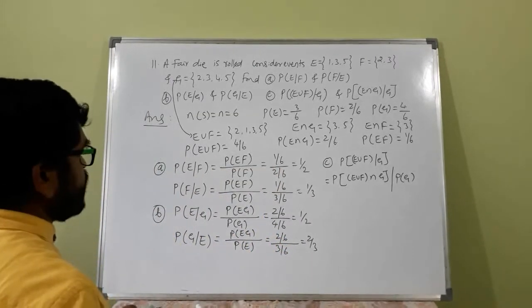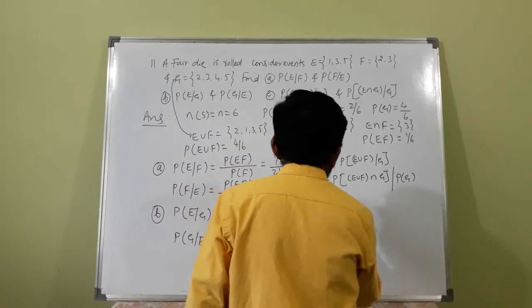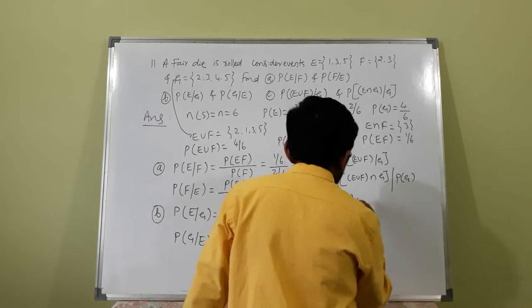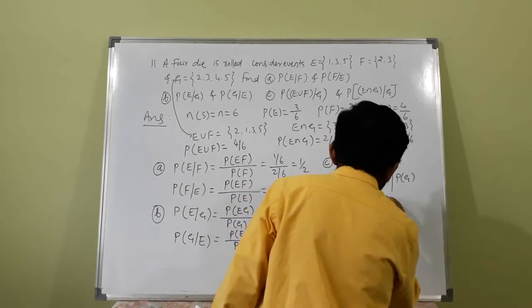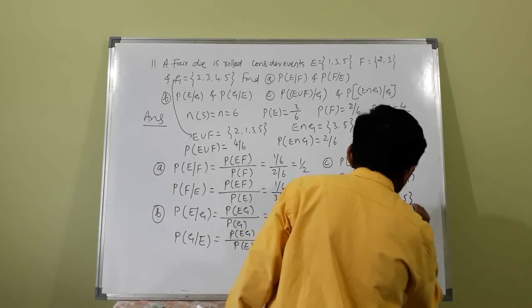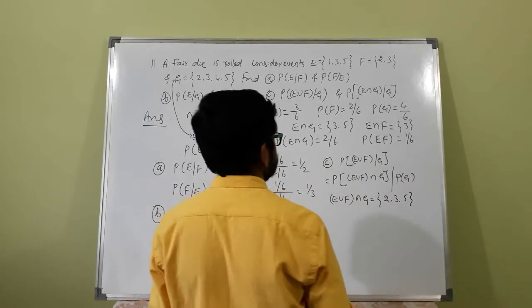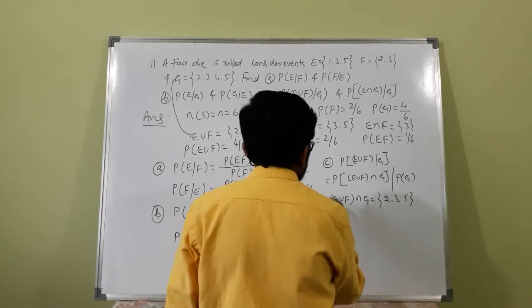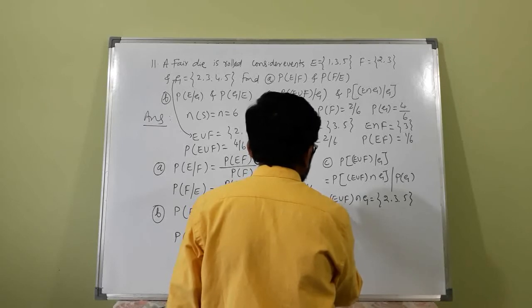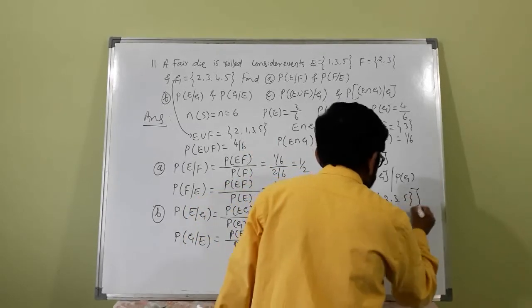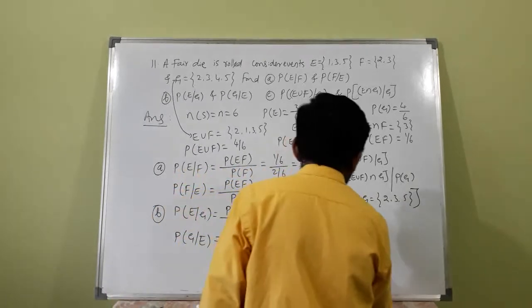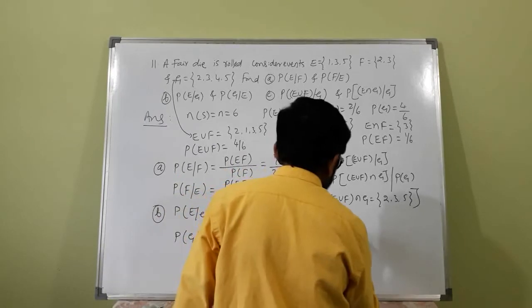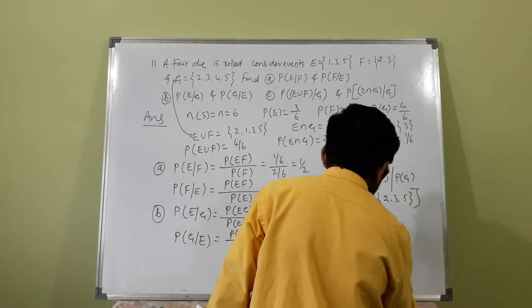Okay, write E union F intersection G is {2, 3, 5}, and its probability is 3 by 6 divided by probability of G, which is 4 by 6. This is 3 by 4.